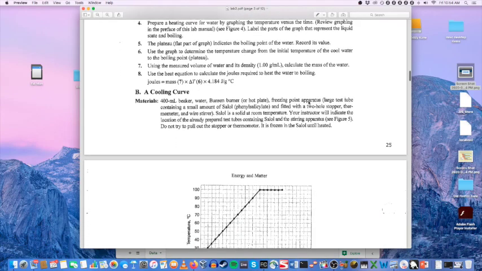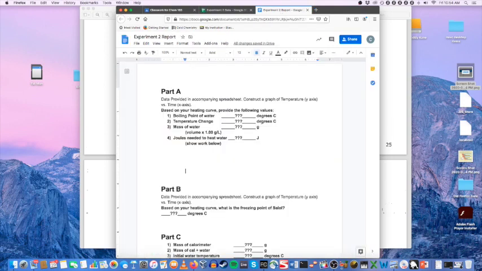Now, I'll just show you really quick what that looks like on the lab report. So part A, you're going to provide me the boiling point of water, the temperature change, the mass of water, and the joules. To show your work, just type out the heat equation, substitute in the values, and then provide the answer in the blank to the correct number of significant figures.